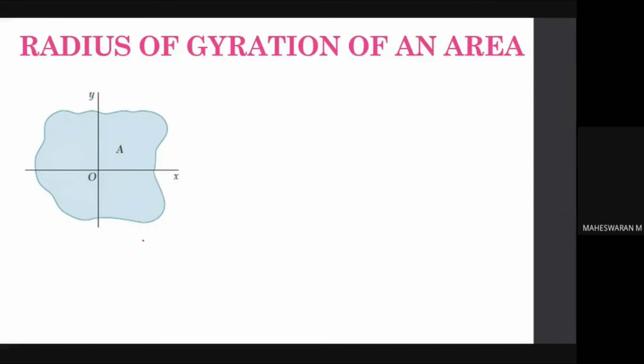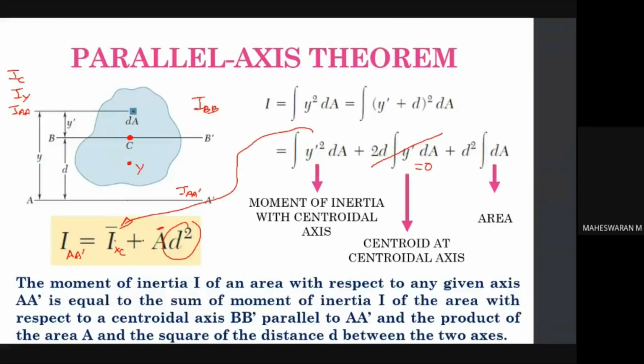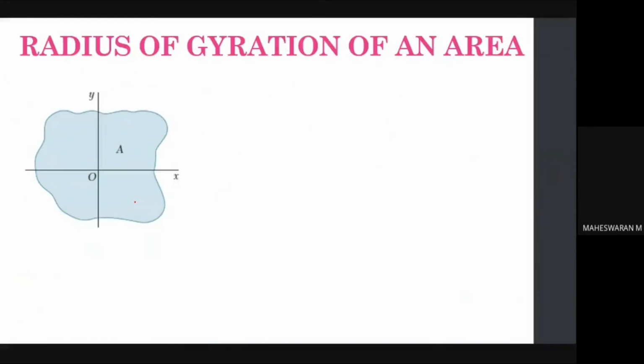Next, radius of gyration. So this is another term. What is this radius of gyration? Previously we discussed moment of inertia, and I told you that at different points you have different moments of inertia. The radius of gyration also deals with the same concept. So what happens if there is a shift in your moment of inertia?